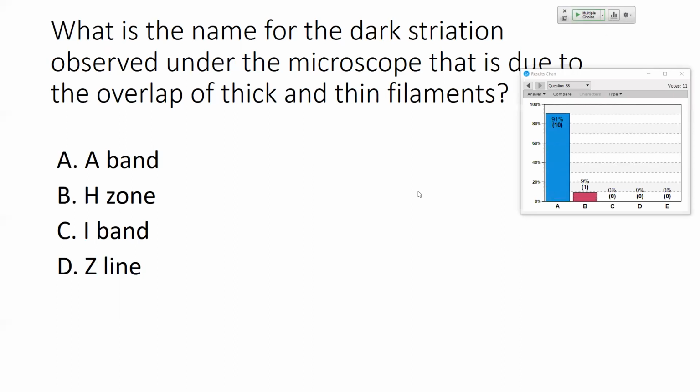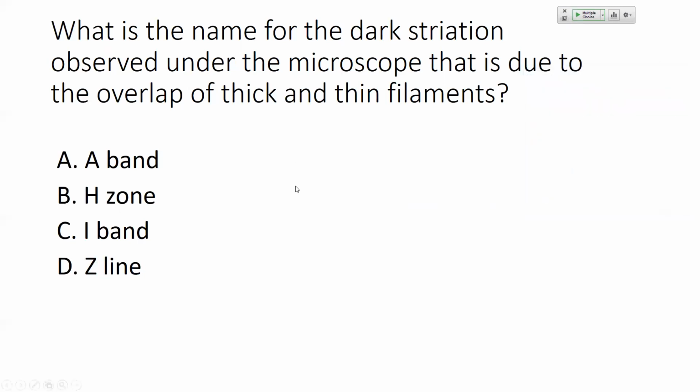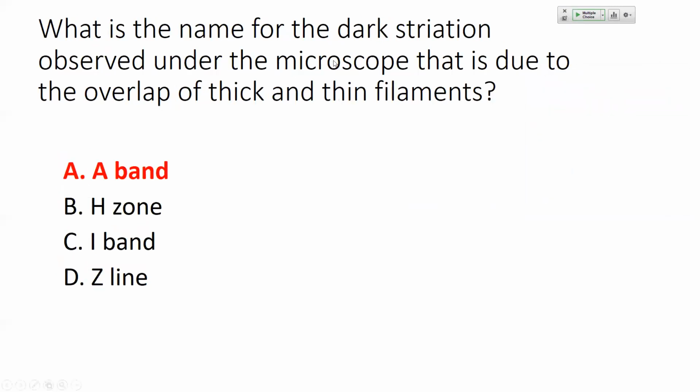Okay, so most persons said A. A is correct, which is the area of overlap, the A band. We know the I band is only actin, the Z line is the end of actin, and the H zone is around the M line, which is only myosin.